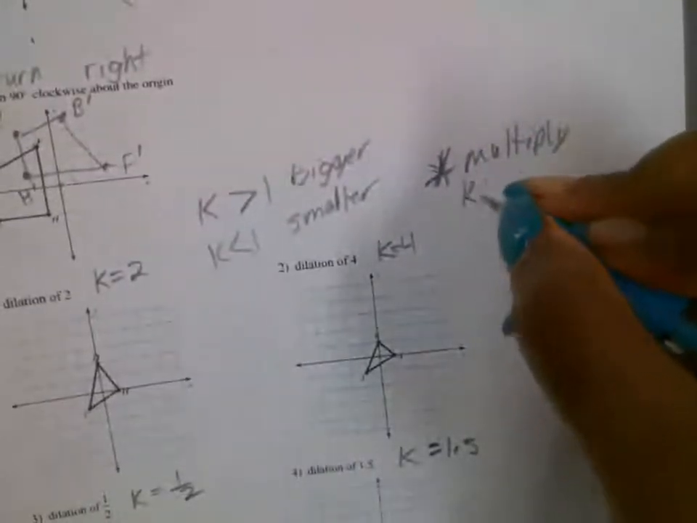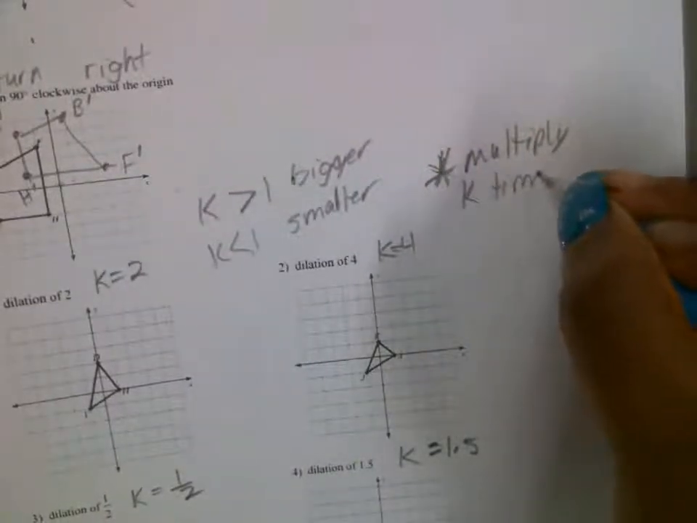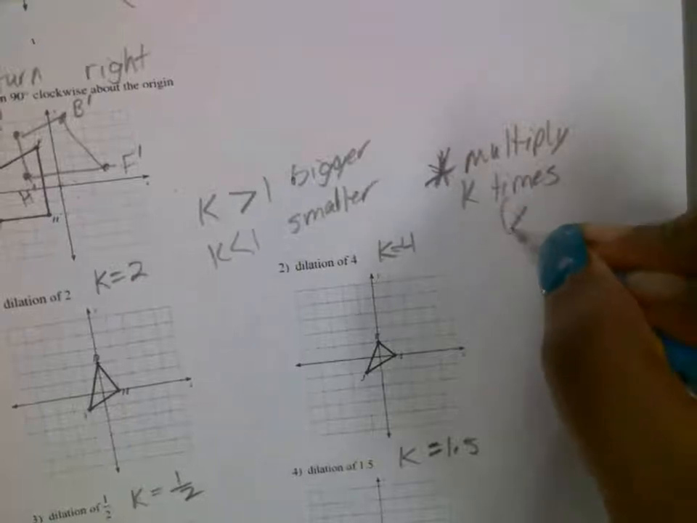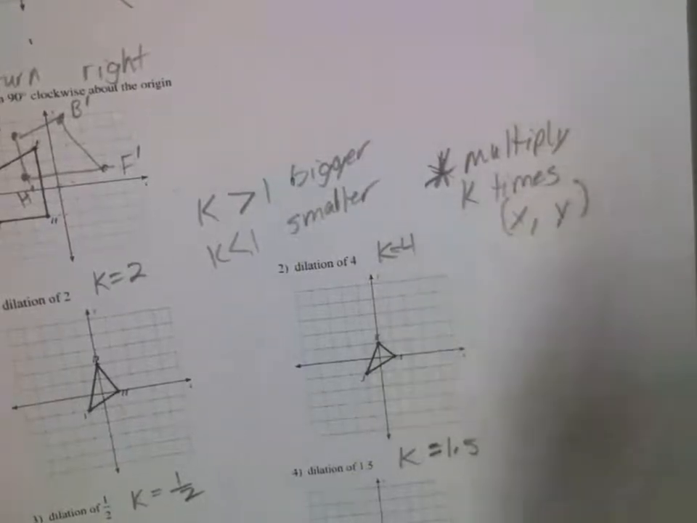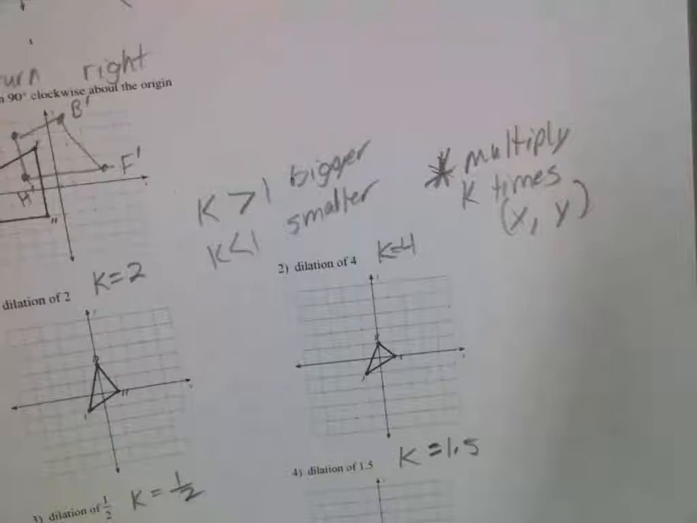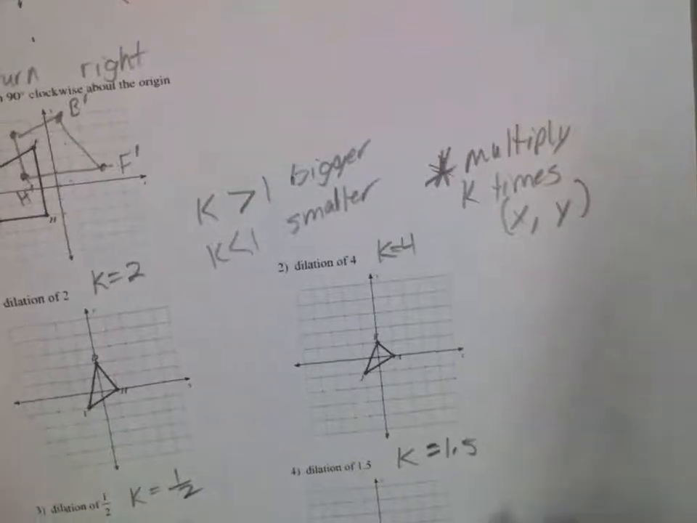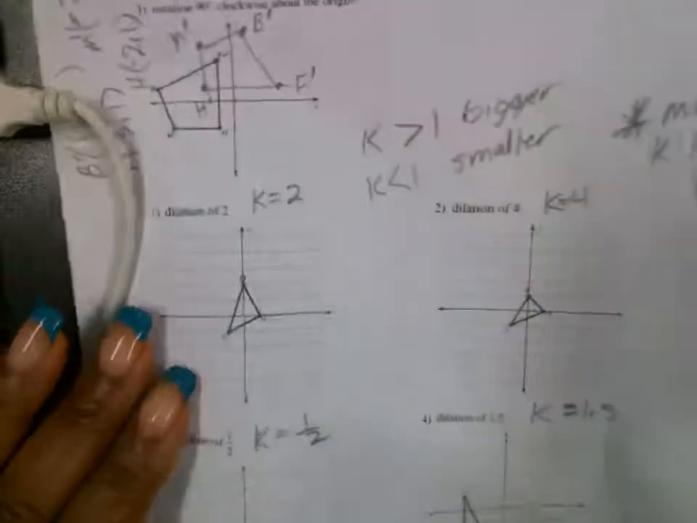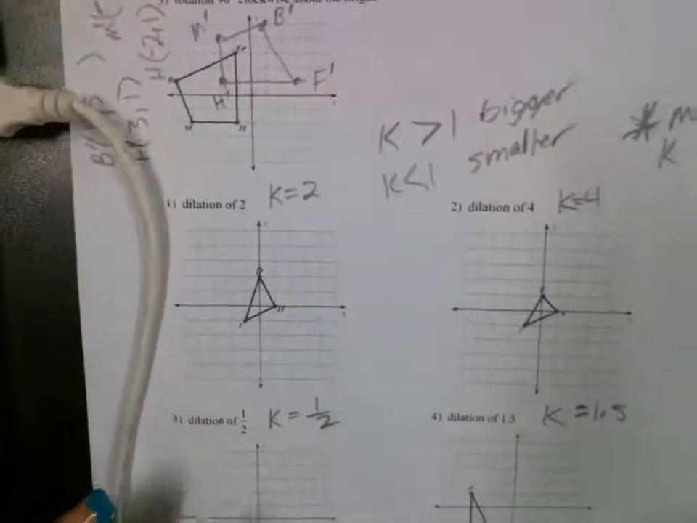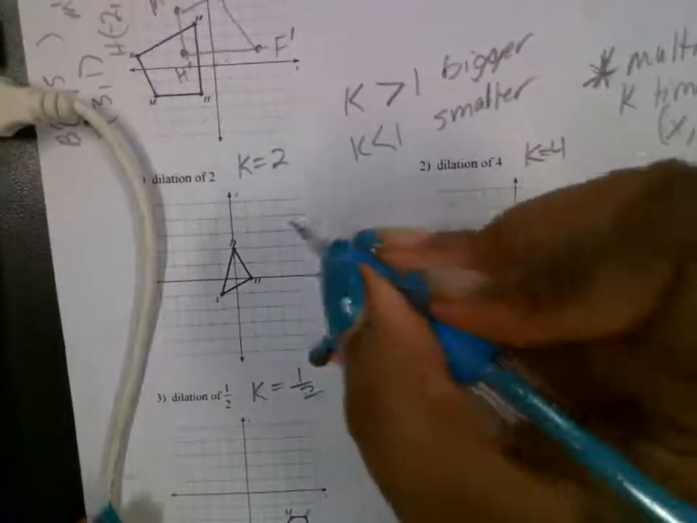You're going to multiply K times your X and your Y to get your new point. That's what you do. Whatever K is, you're going to multiply it times your X and Y. All right, so let's look at these. I'm not going to do them all because I do want you to try some on your own.